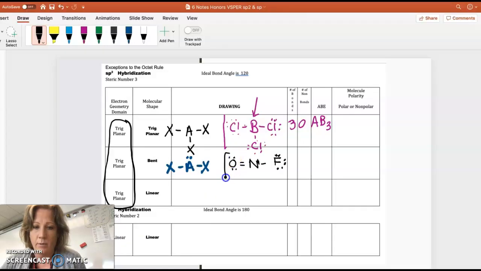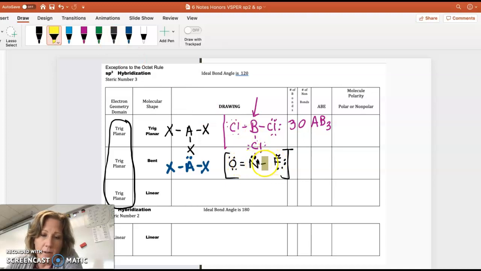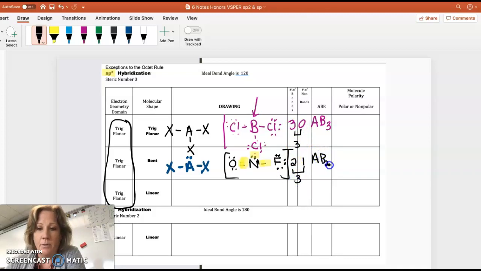So it's overall a -1 charge. And if you look, there's also a lone pair on the top. It has one bond here. This is a double, but we're still only going to call it another bonding area. So we have 2 bonding areas and 1 lone pair for a total of 3, which it should be because we're talking about sp2 hybridization. So we have 2 bonds and 1 lone pair. Again, these are adding up to 3. So it would be AB2E1.